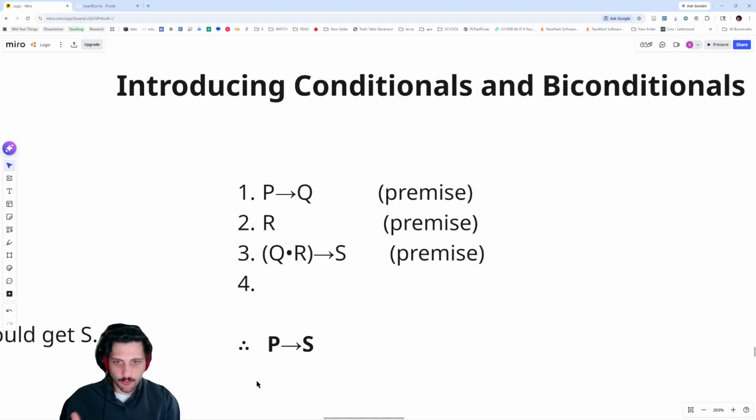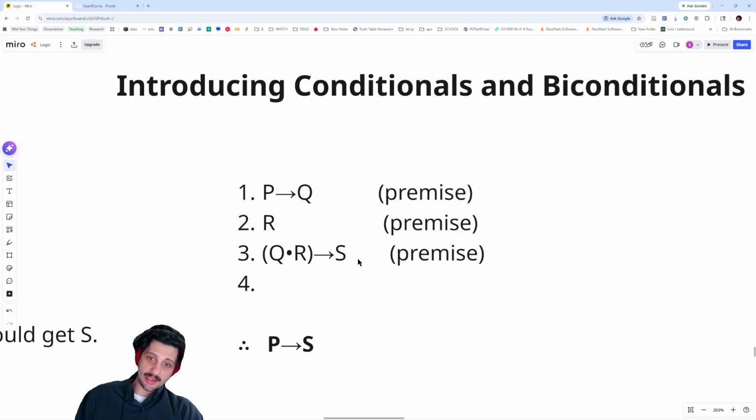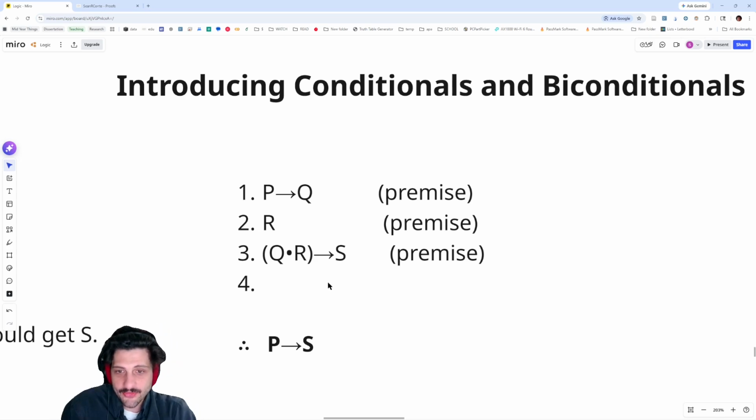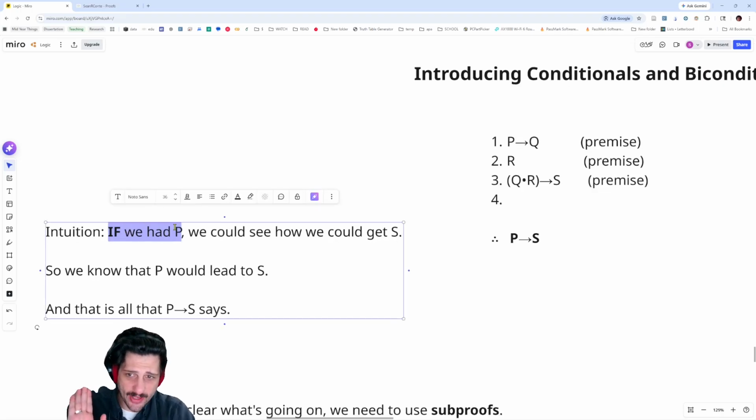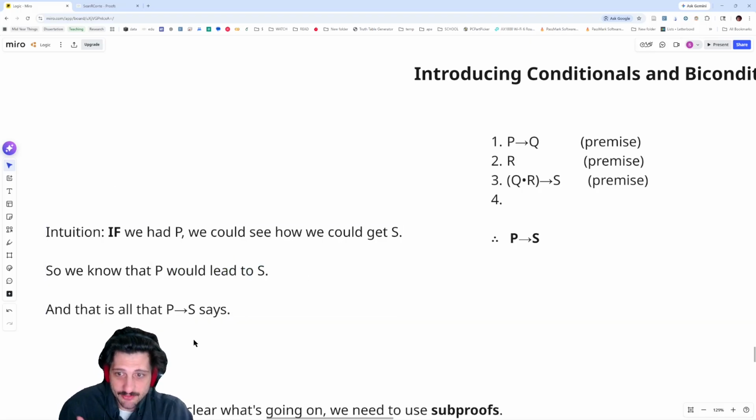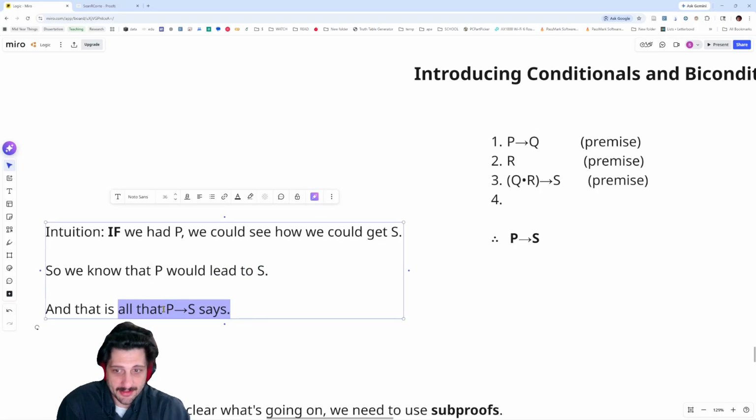And again, especially with these early examples, you might think it through intuitively. Well, P leads to Q. And if we already have R, that means we would have Q and R. And if we have Q and R, that means we would get S. But really, the way you want to be thinking about that intuition is as a sketch for how you might go through the proof itself. But we want to slow down and really make this rigorous. What are all those steps you're making? So intuitively, we can see if we had P, we could see how we could get S. Intuitively, we know that P would lead to S, right? And that's the whole point of the conditional, that P leads to S.